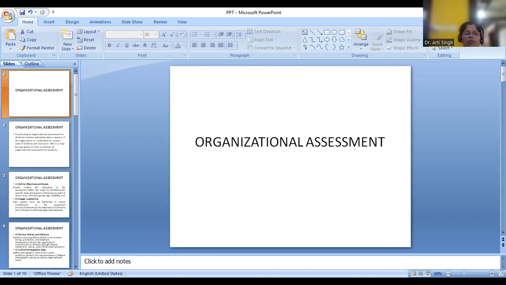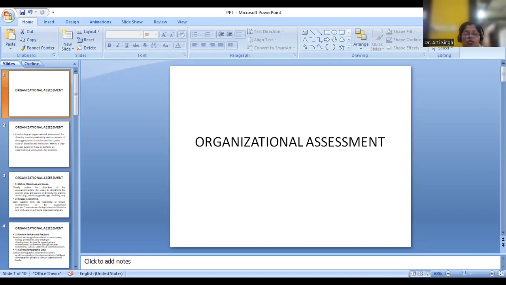Coming on to step 3, we need to review the policies and practices of the organization, that is, examining the existing policies related to recruitment, hiring, promotion, and employee development, and assessing the organization's commitment towards diversity through mission statements, values, and official communication. After reviewing the policies and practices, we need to collect the demographic data. That is, gathering the data on the current workforce and analyzing the representation of different demographic groups at the various organizational levels.